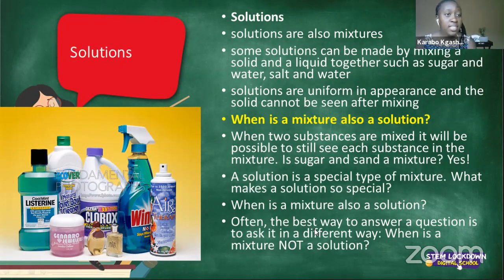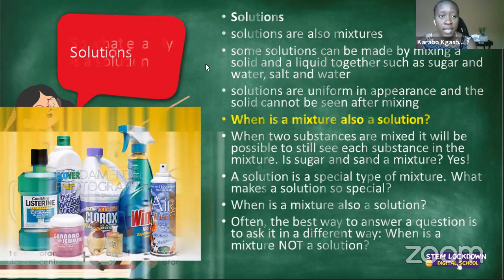Lelam said because they are visible. 100% correct. So obviously now we know a mixture is not a solution because it is visible. Jelly beans are not solutions because they're not actually mixed together and disappeared in one. We can still see the green, the yellow, and the black jelly beans. Excellent, guys. Awesome.